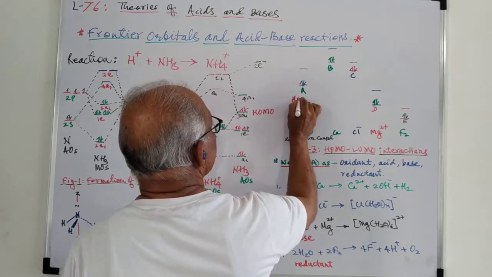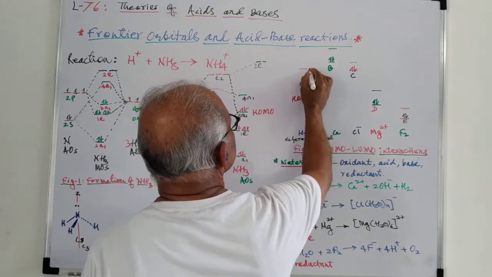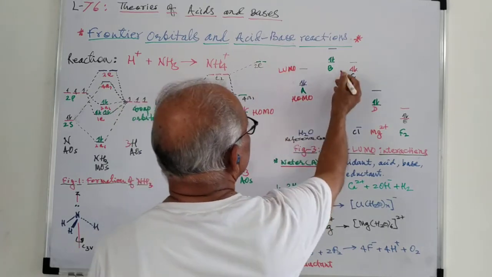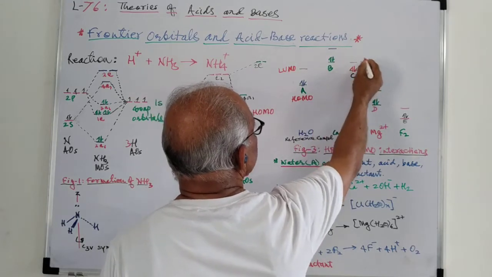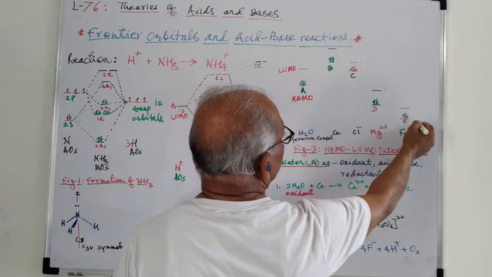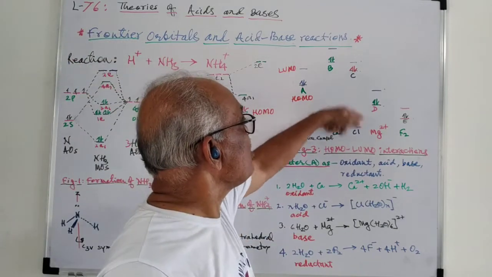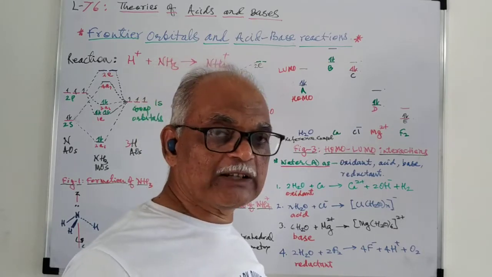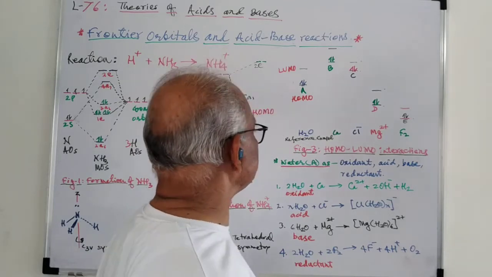It has this HOMO, and this is also a LUMO. You can say that this is also a LUMO. So everywhere, this is HOMO, this is LUMO. This is HOMO, this is LUMO. Similarly, HOMO, LUMO, HOMO, LUMO. So you will have this variety of levels or atomic orbitals which are participating in acid-base reactions.